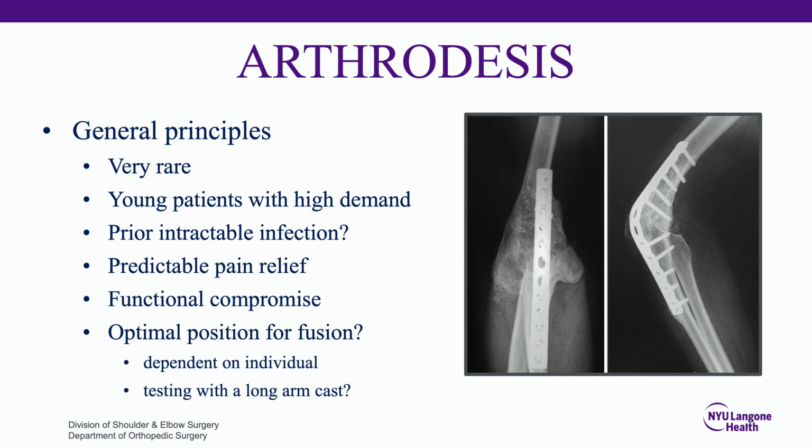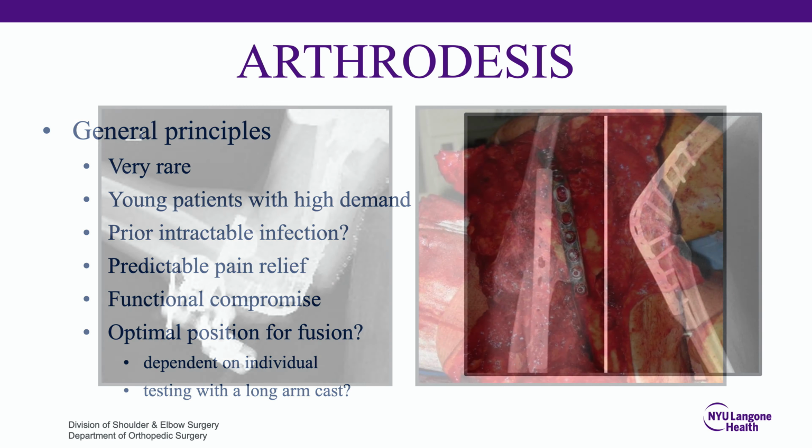The procedure is associated with fairly good and predictable relief of pain. However, the functional use of the arm is going to be quite compromised because you can't move that elbow and you can't place the hand where you need to place it. What we also don't know is the optimal position for fusion. That'll depend on each individual. One of the tricks that a surgeon taught me in the past is to cast the patient in a long arm cast in varying degrees of flexion, so 30 degrees, 90 degrees, and 120 degrees, and to see which of those casting positions was the most optimal, and then proceed with surgery like that.